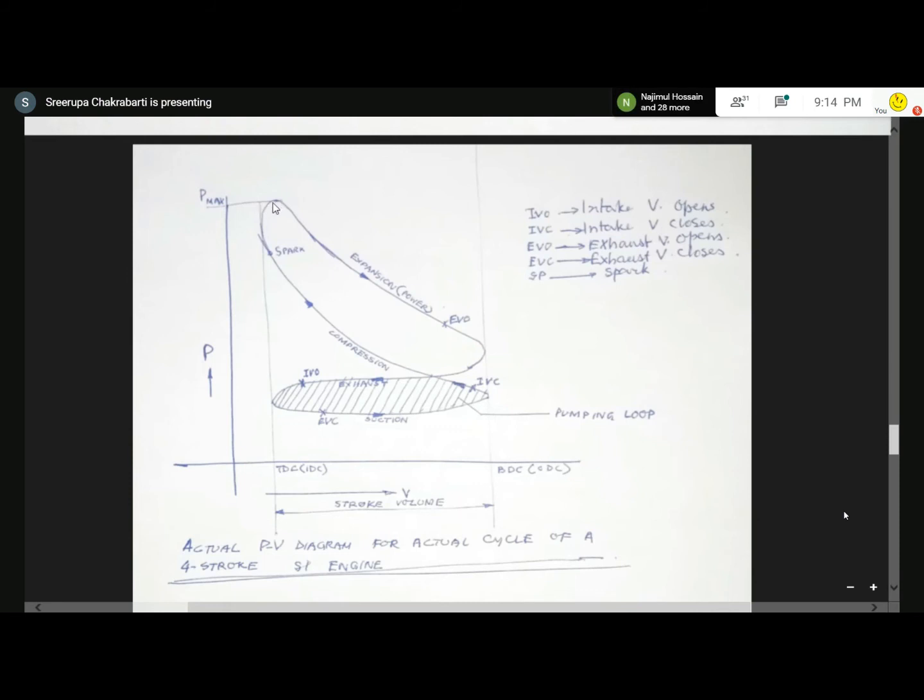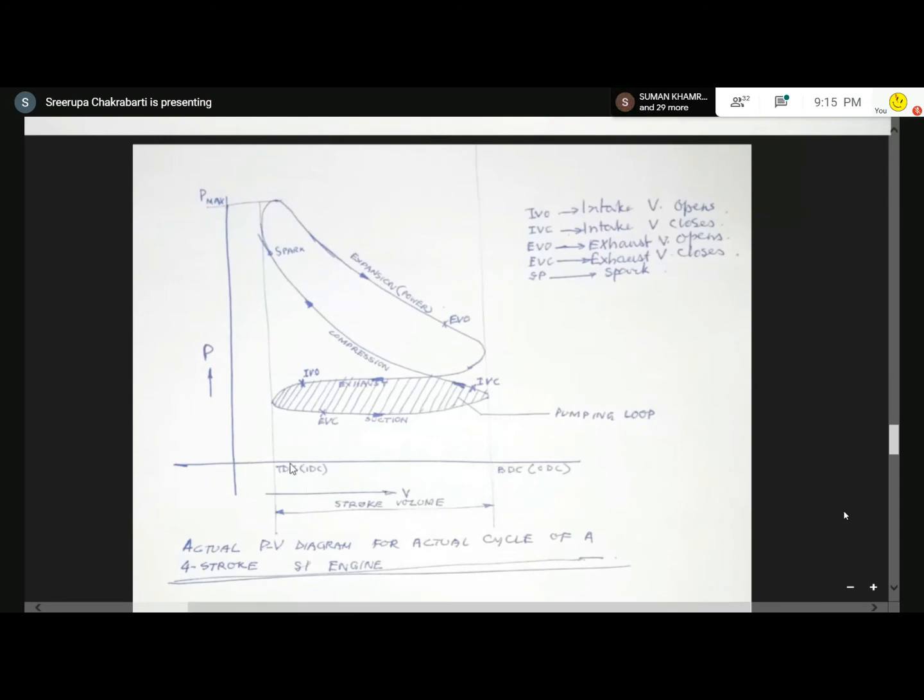Then it comes here. This point, if you take a projection on the v-axis, we will see this is not exactly top dead center, but slightly away from the top dead center. How much away from the top dead center? If you find out the corresponding position of the crank, because the crank moves, you see the movement of the piston, corresponding to that you can get the movement of the crank also, because the piston sweeps some volume, but the crank is rotating.